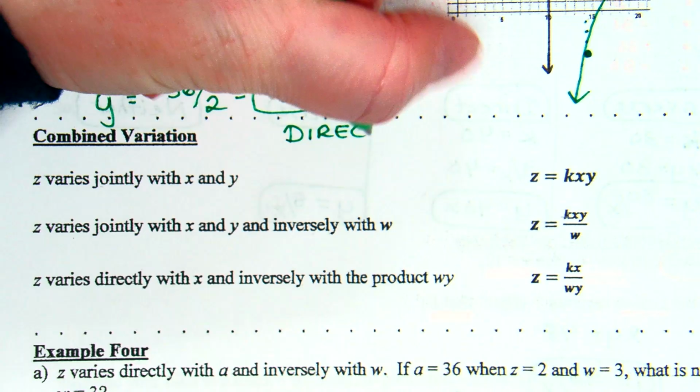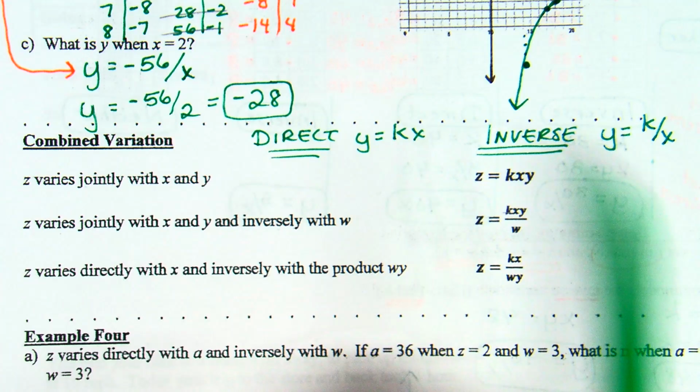Now, you will also see them throw in the word jointly. They throw in the word jointly when there's more than one variable thrown in. When they say, in this example, z varies jointly with x and y, basically it's direct variation, but with 2 variables instead of just 1. Or maybe I should say 3 variables instead of 2. So this would be the idea of saying z varies directly with x and y.